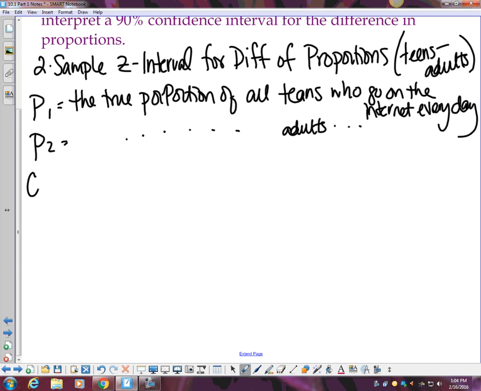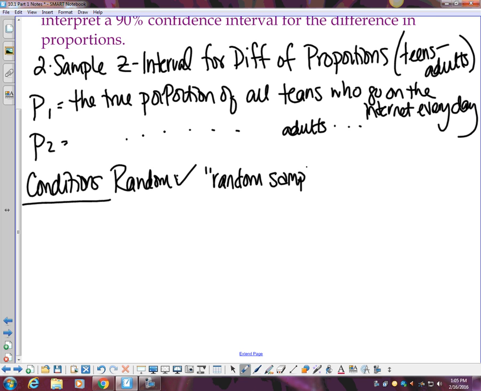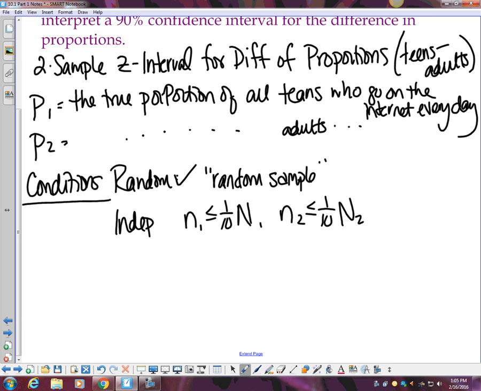Okay, I'm going to check my conditions. Random. If you go back up there and look, it says random sample for both of them. Independent. I've checked my 10% condition. And again, I'm just cruising through this. If you need to pause and catch up or whatever you want to do, feel free so that you go at your pace. And I'm just going to put all teens here. I'm not going to put US because it doesn't specifically say, and I don't want to assume anything.